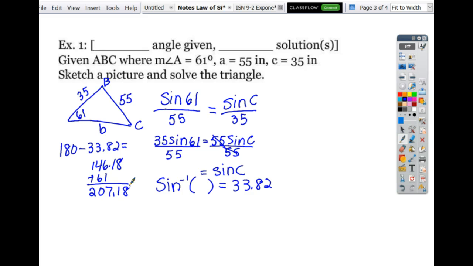All right. So since this is over 180, I know I only have 1 triangle. This is greater than 180. 1 triangle. So that means that this is angle C. So if I have angle C and angle A, can I find angle B? We can.